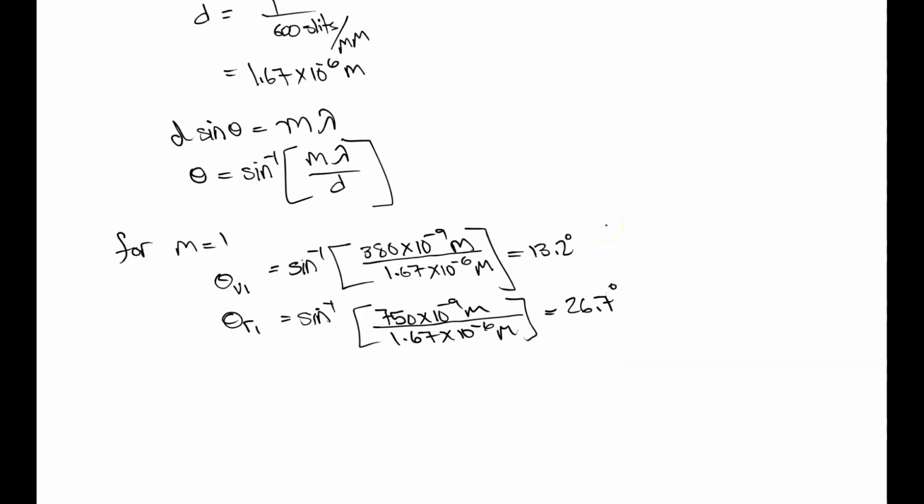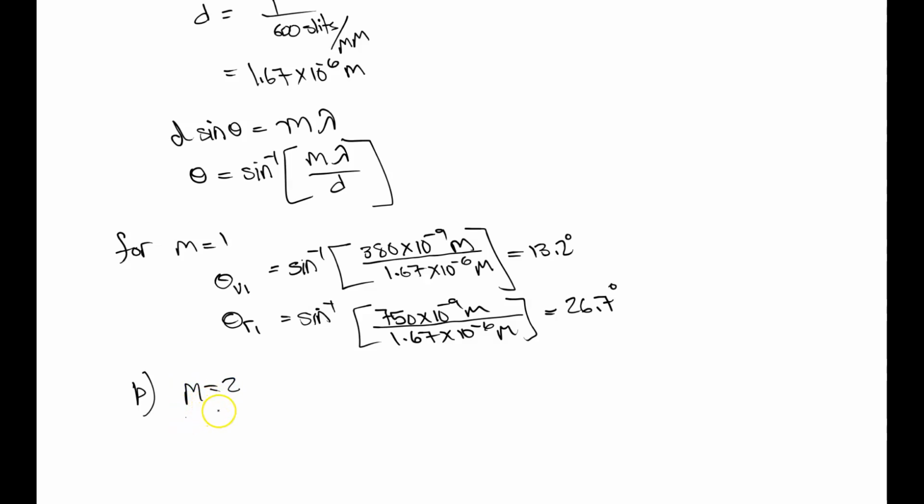So the first order visible spectrum appears with deflection at an angle for violet of 13.2 degrees and an angle for red of 26.7 degrees. For part B, we have m equals 2.